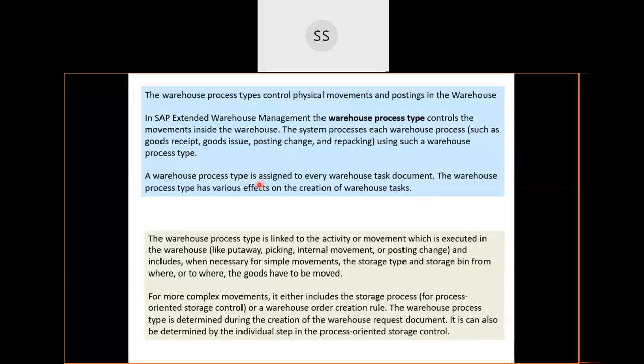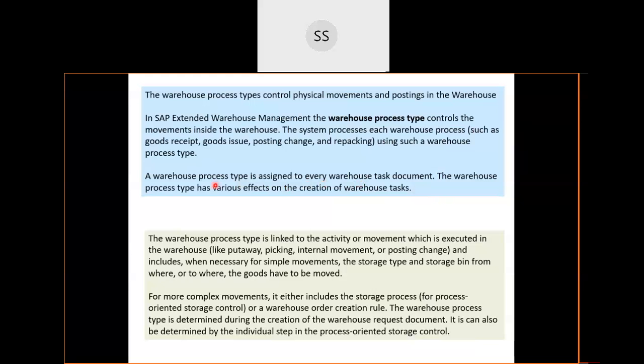A warehouse process type is assigned to every warehouse task document. You cannot do anything without a warehouse task document, and a warehouse task cannot be created without a warehouse process type. So the warehouse process type is a very important and mandatory parameter to create your warehouse task.